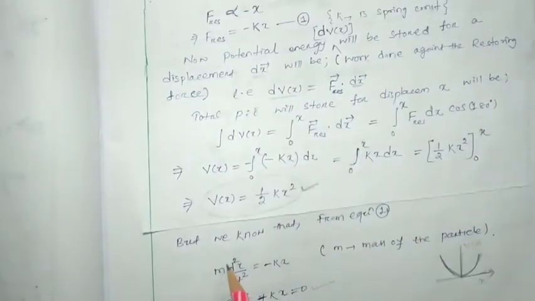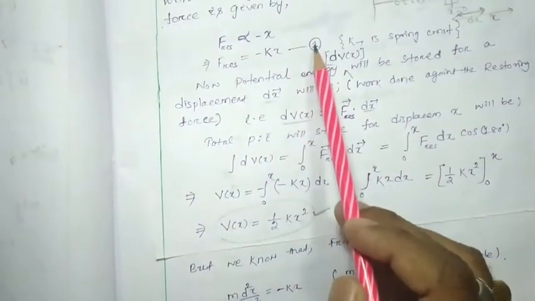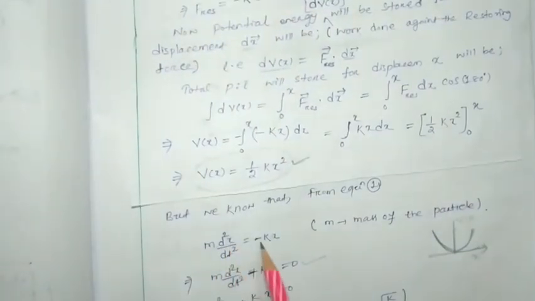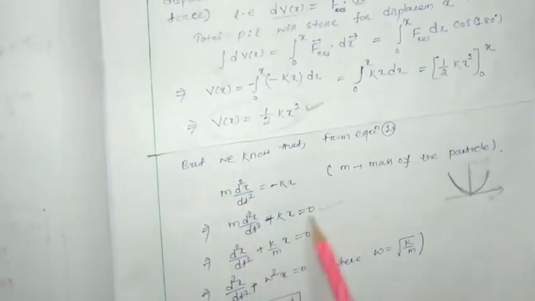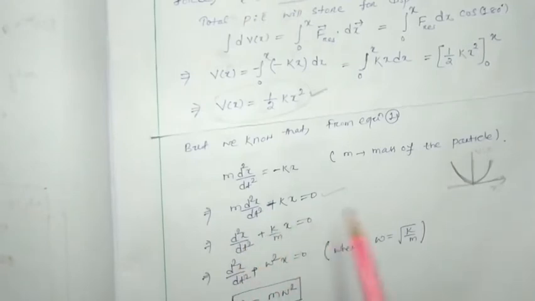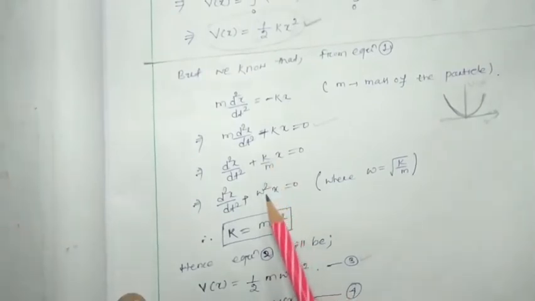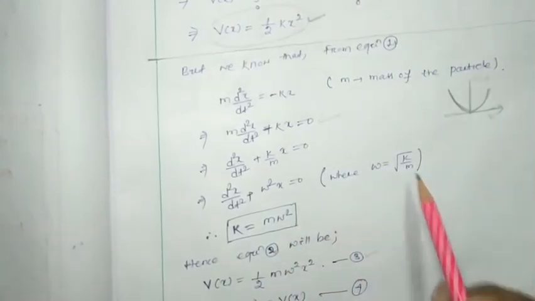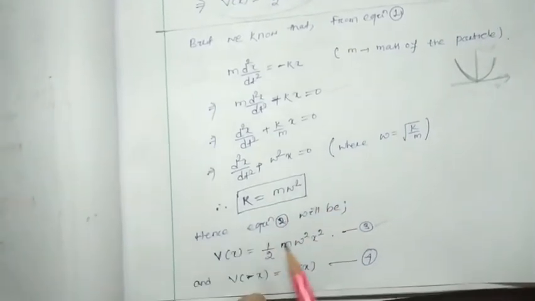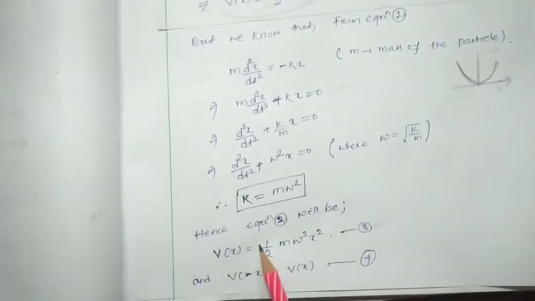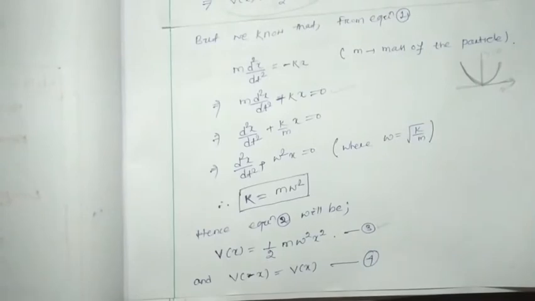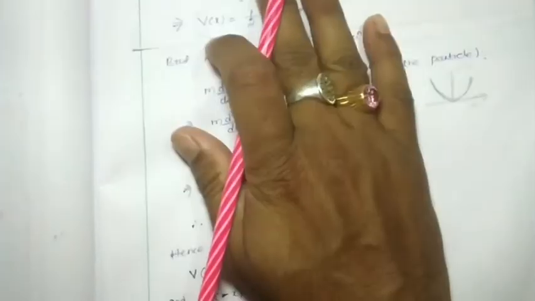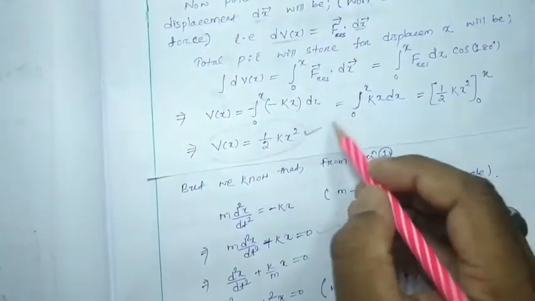Okay, now we have to consider equation number 1. Here we are going to consider the Newtonian formula, that is mass into acceleration. Force can be written as mass into acceleration, m d square x by dt square is equal to minus kx, so m d square x by dt square plus kx equal to 0, and d square x by dt square plus k by m x equal to 0. We consider k by m as omega square, so k is m omega square. Omega is the square root of k by m, and k is m omega square. Hence this is equation number 2, you just write this is equation number 2.